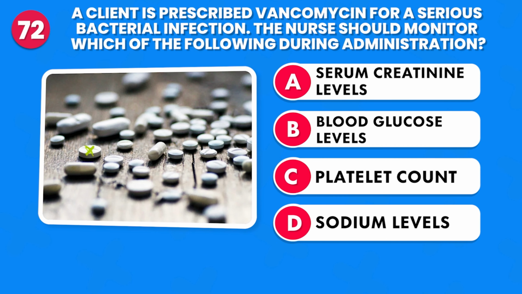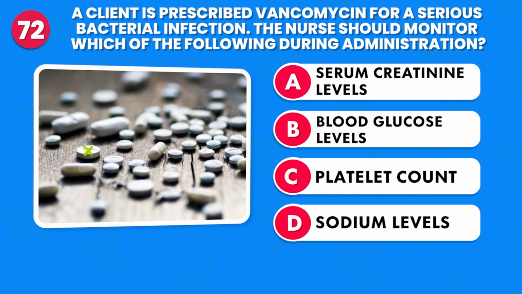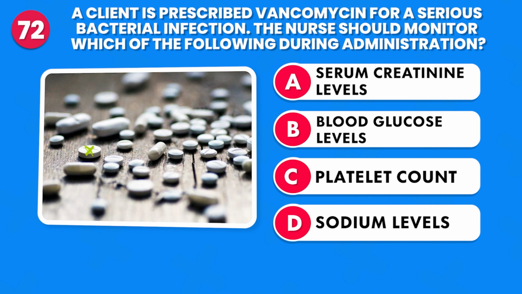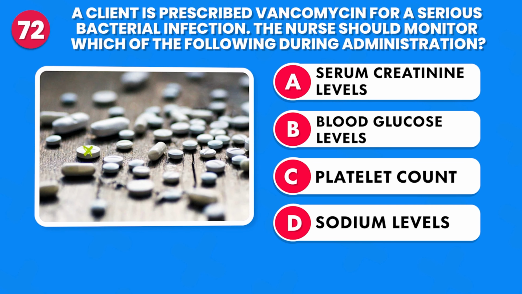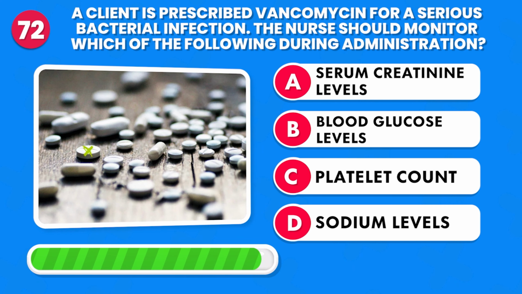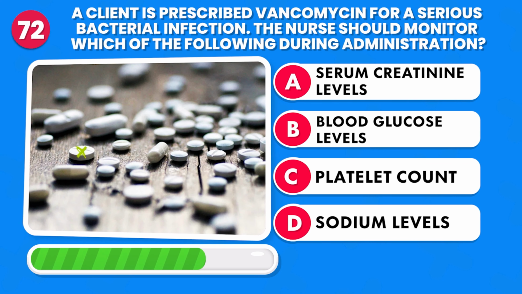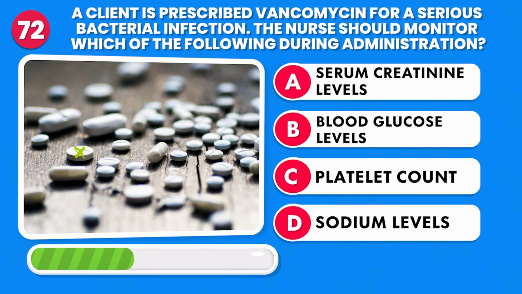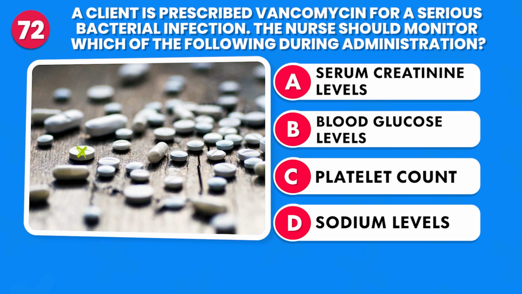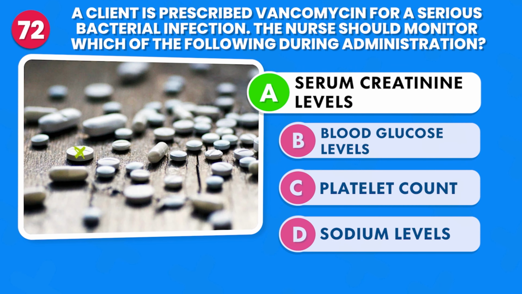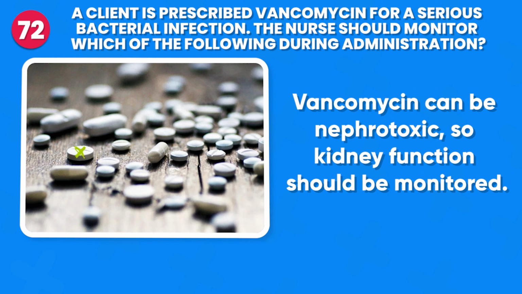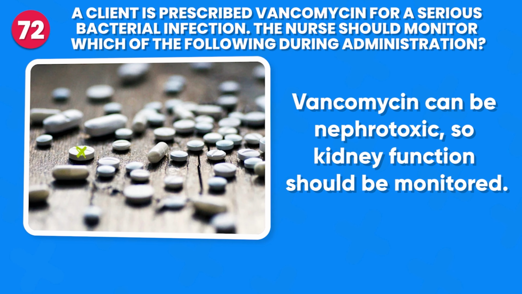A client is prescribed vancomycin for a serious bacterial infection. The nurse should monitor which of the following during administration? A. Serum creatinine levels. B. Blood glucose levels. C. Platelet count. D. Sodium levels. It's A. Serum creatinine levels. Vancomycin can be nephrotoxic, so kidney function should be monitored.